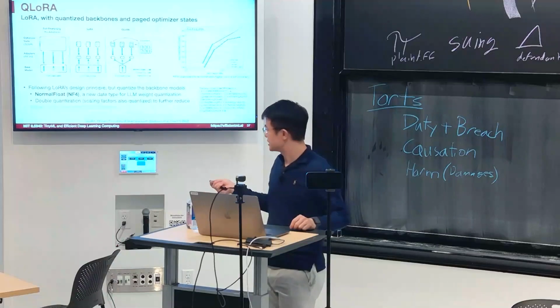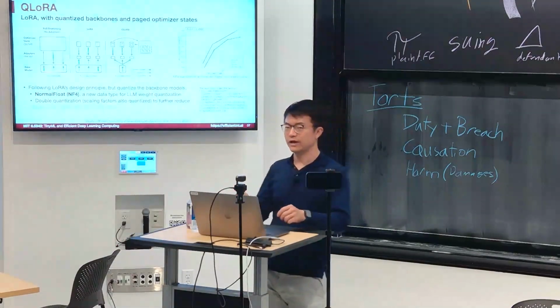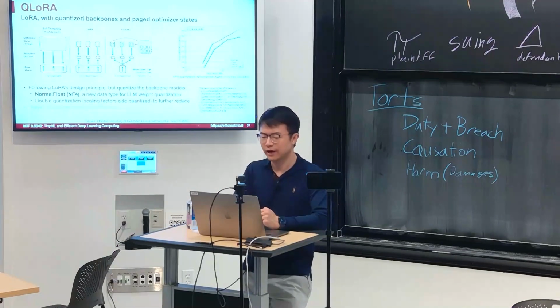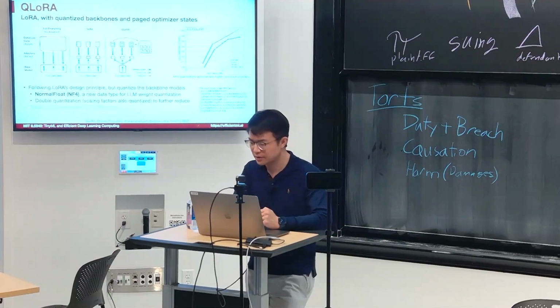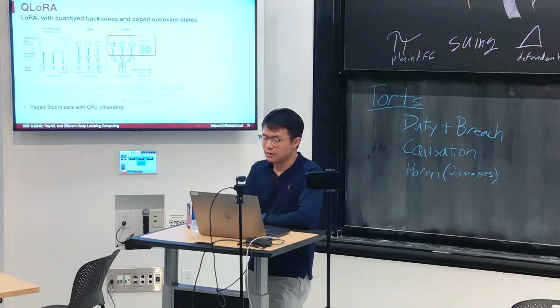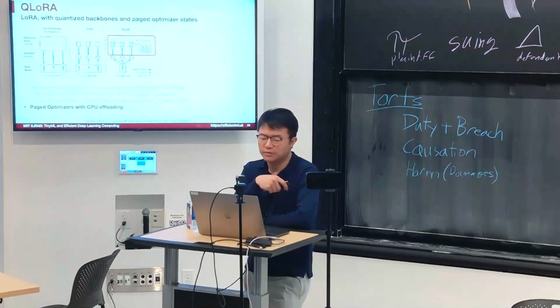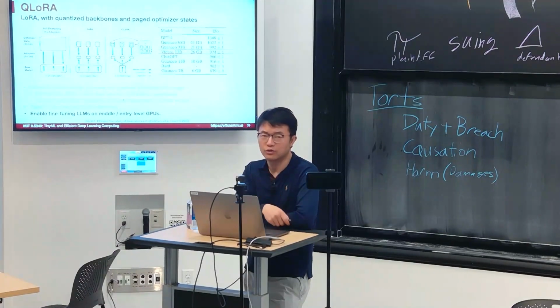The second contribution is double quantization, where the scaling factor is not FP16, but the scaling factors are also quantized. And finally, paged optimizer with CPU offloading. So when the optimizer state is not useful, we can offload it to the CPU. And as a result, fine-tuning a large language model becomes much more memory efficient, like 26 gigabytes. It's also suitable for mid-level or entry-level GPUs.